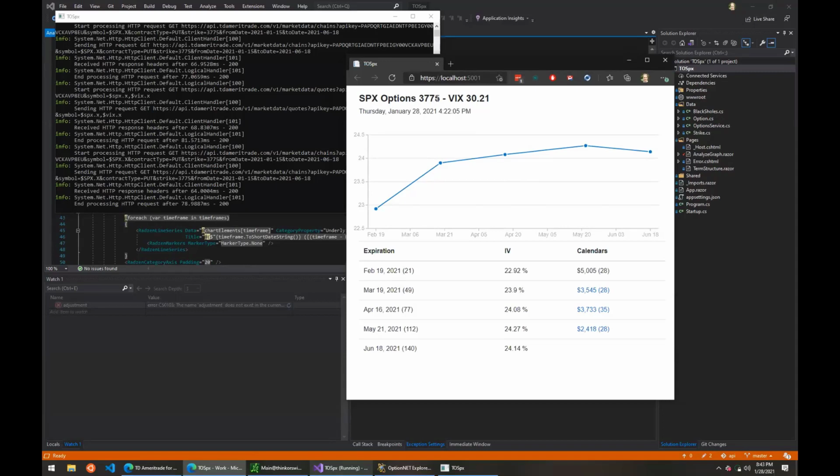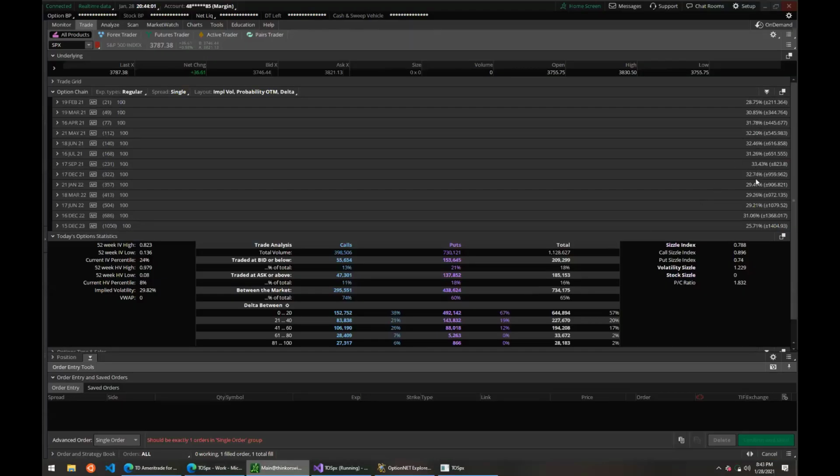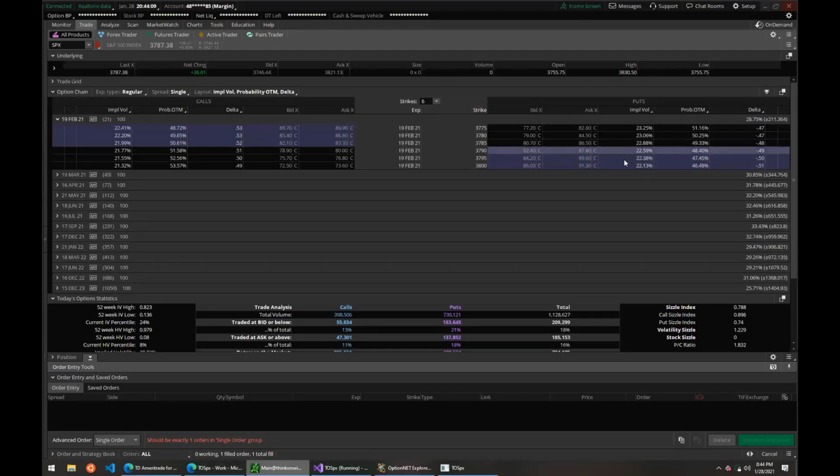Basically what I did is I rounded the S&P to the nearest 25-point strike. So here is 37.75, and I also downloaded the VIX from the Thinkorswim APIs. And then these are the at the money strikes, volatilities. Now there's no way to actually get these volatilities over here. You could download the entire chain and do the calculation yourself, which I'm considering doing. But for right now, I just grabbed these numbers here.